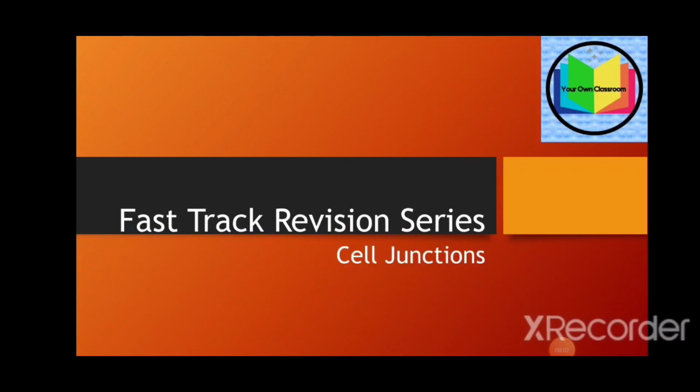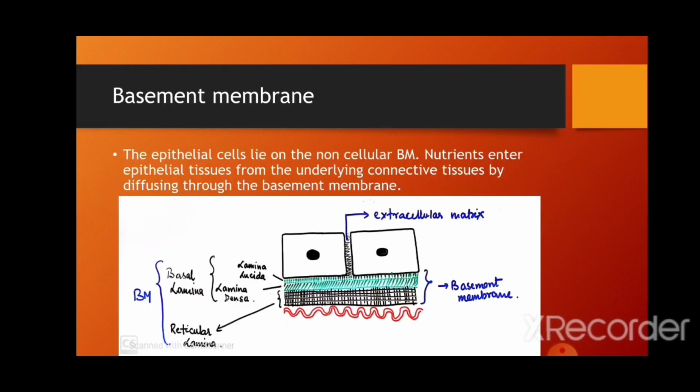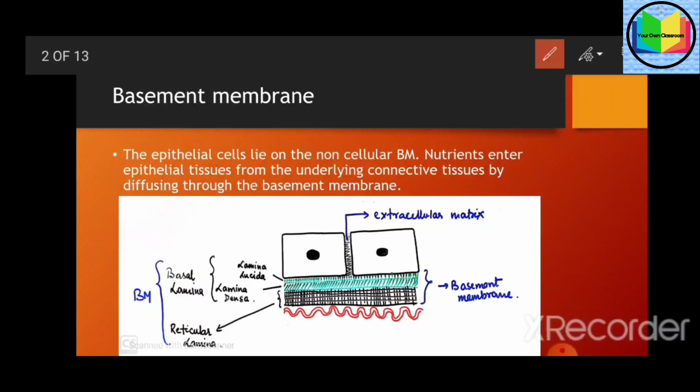Today in the fast track revision series we would be learning about cell junctions. But before that, let's have a look at the basement membrane. What is a basement membrane? Basically, almost all the epithelial cells lie on the non-cellular basement membrane. Nutrients enter epithelial tissues from the underlying connective tissues by diffusion through the basement membrane.